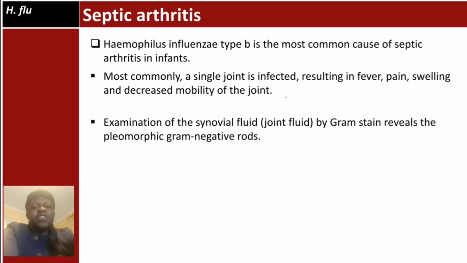Pleomorphic gram-negative rods. I just want to remind you something. When we're talking about gonorrhea, if you take this synovial fluid, you won't see any bacteria, right? They will be inside the neutrophils, right? Just to remember that concept.